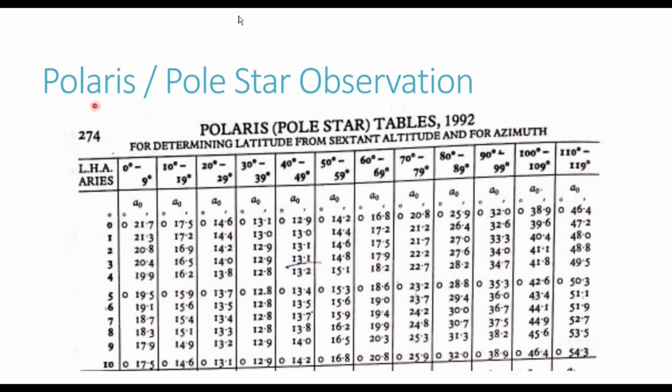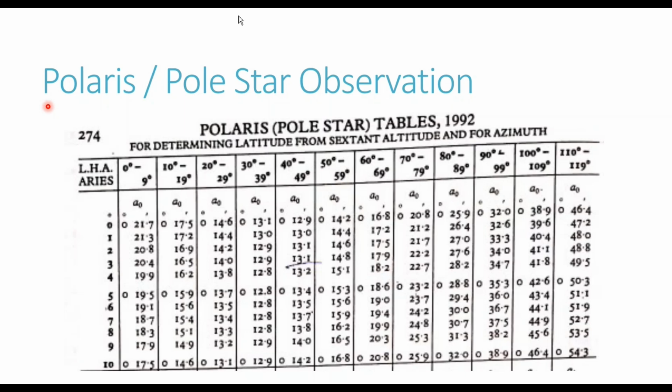Now this correction, which is given in the Polaris or Polestar table in our almanac, is divided into three different parts. Because this correction is variable, it is not a fixed correction, as the Polestar will keep on changing its location. The Earth is rotating on its axis. Because of that, the Polestar also moves. It has a relative motion. And because of this, the correction keeps on changing. So this correction is divided into three different parts.